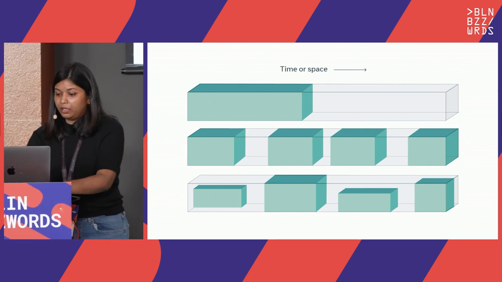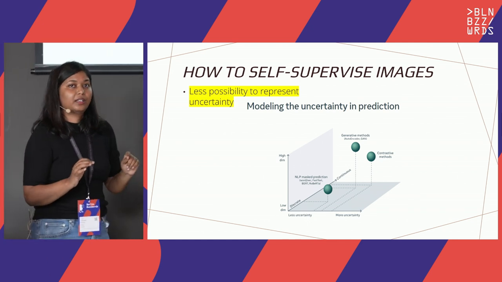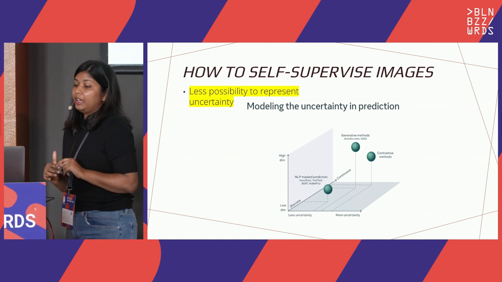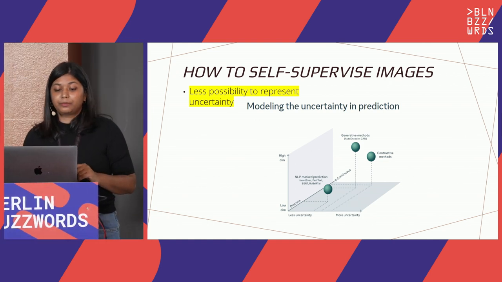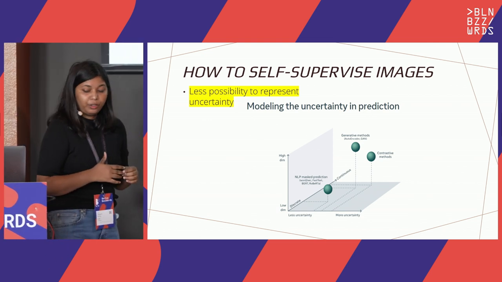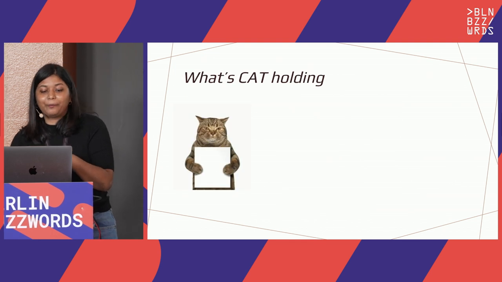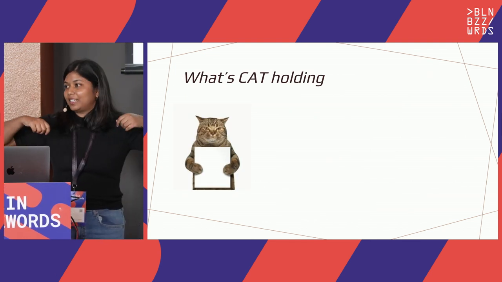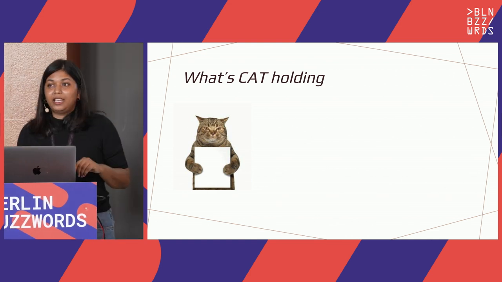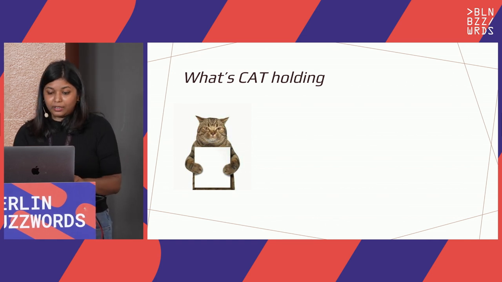One of the problems faced with images is that an image has very high dimension plus very high uncertainty, and it's hard to represent that uncertainty. What that means is, once again, we'll come back to this graph. So this cat is holding something. Suppose this is a blank. What is this cat holding?